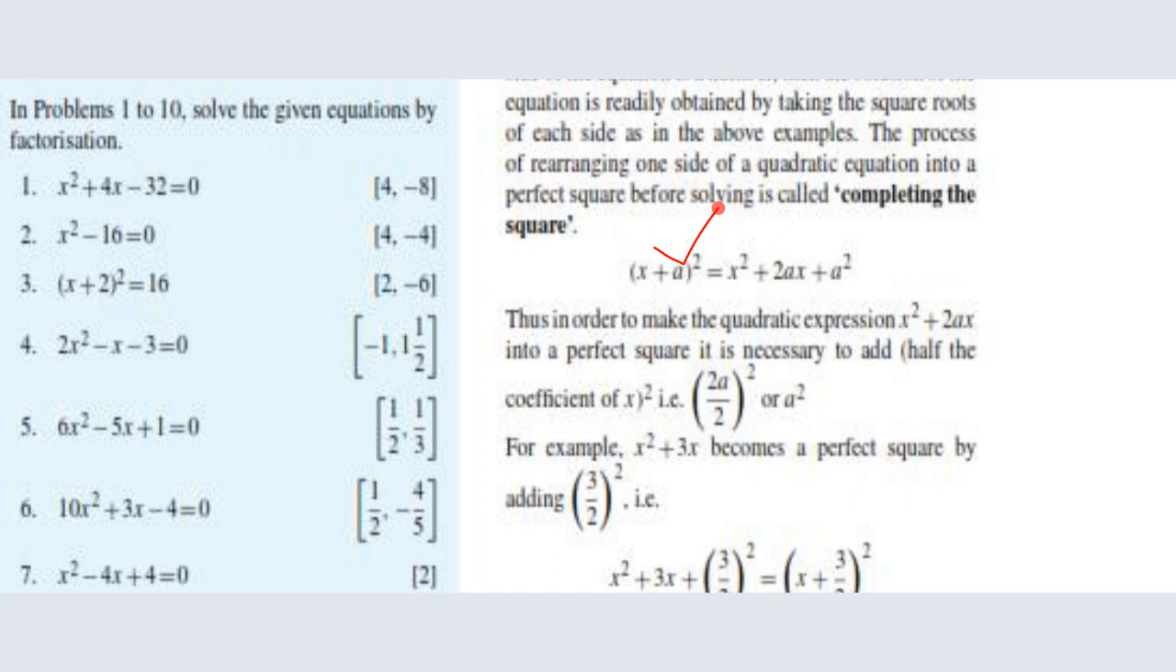How do we obtain the perfect square we are looking at? In the example we are given, we are told that to obtain a perfect square from x squared plus 2ax, you need to get half the coefficient of x, and add to both sides of the equation. Half of the coefficient of x: the coefficient of x is 2a, so we are picking half.